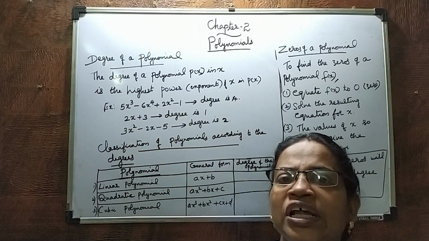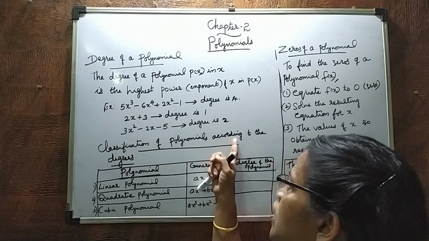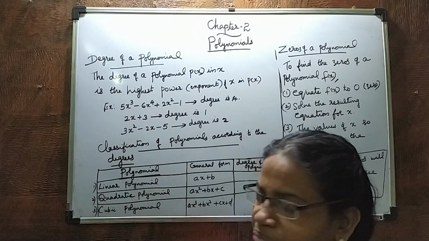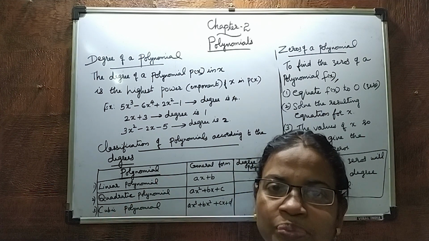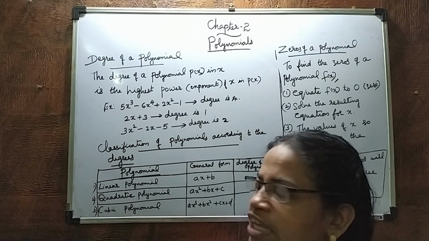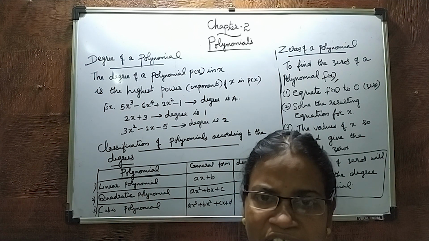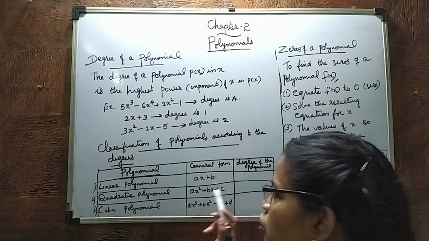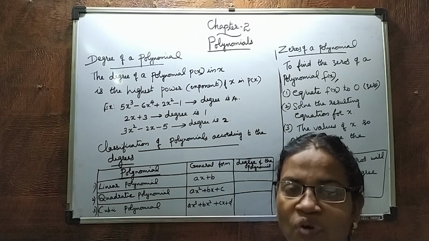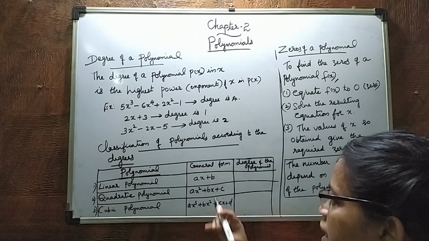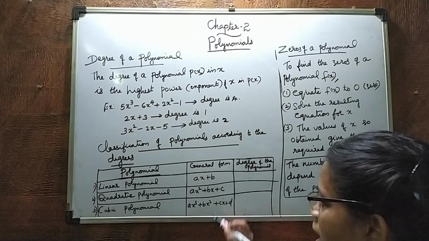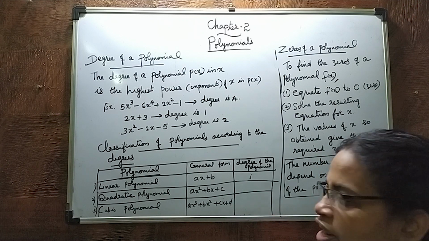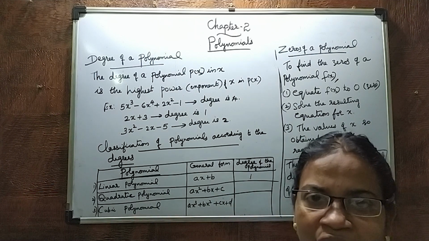Next, you have to learn about the classification of polynomials according to the degrees. According to the degrees, you can do the classification. The name of the polynomial is linear polynomial. These are all the things you have studied in 9th standard. So linear polynomial: the degree should be 1 and the general form is ax plus b. And here what is the exponent of x? It is 1.